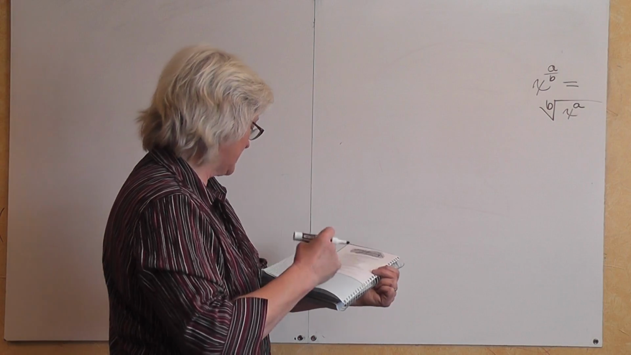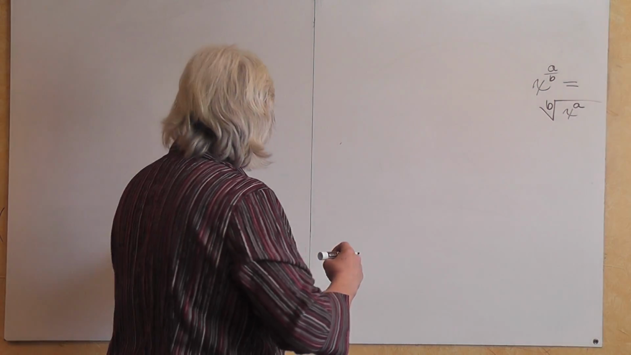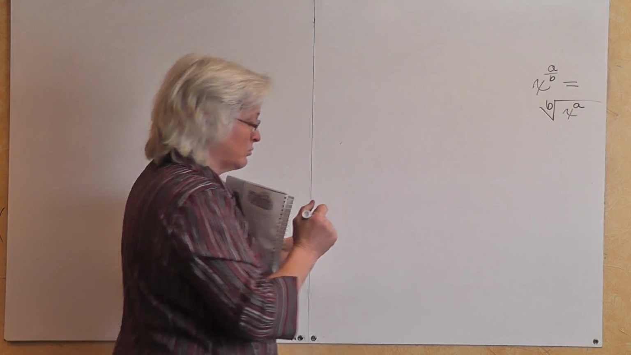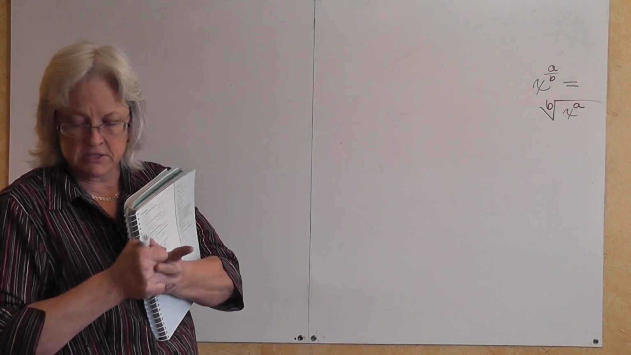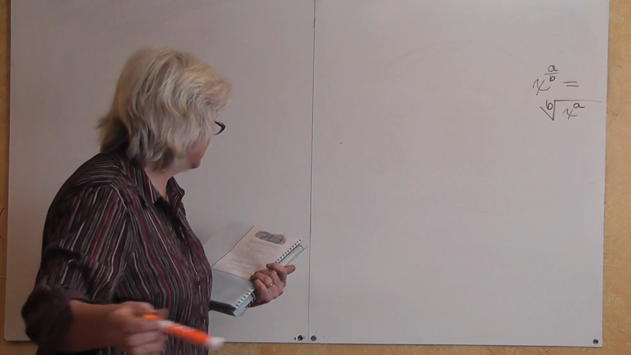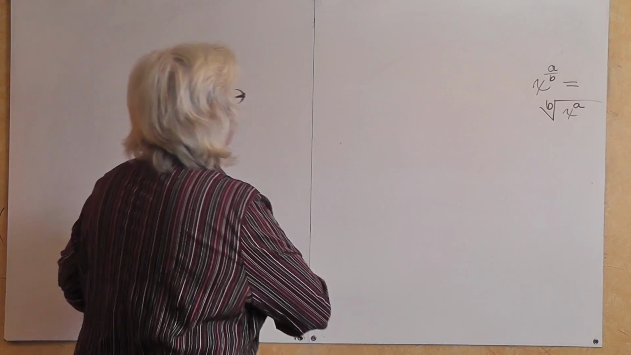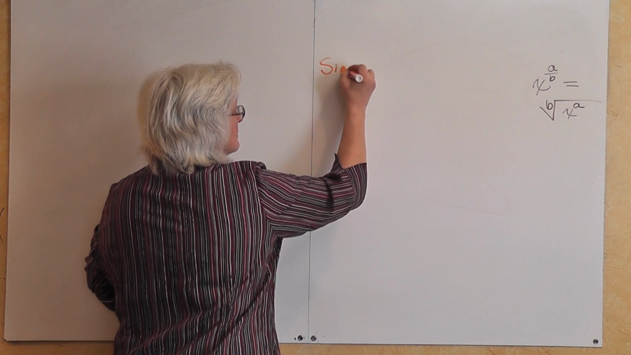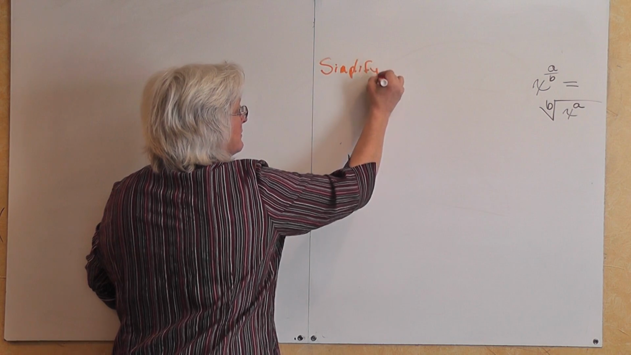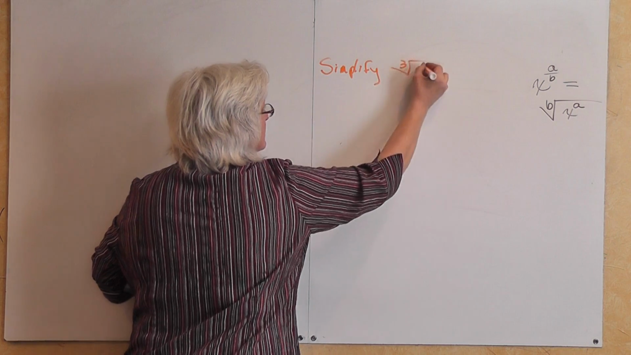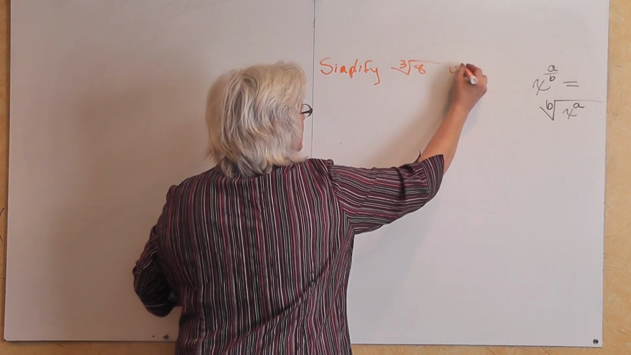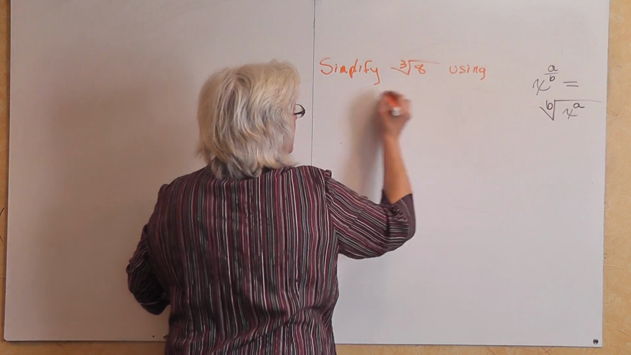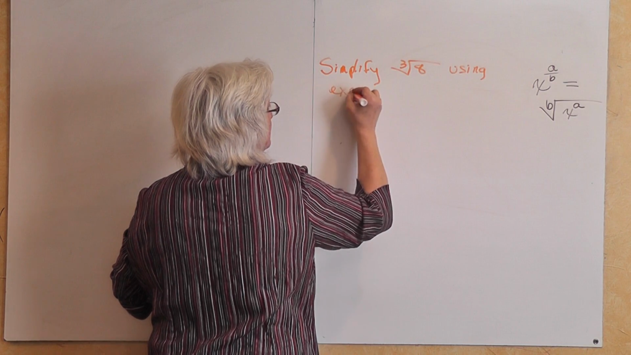Let's go ahead and look on page 298. The problem here is being very, very specific. It says, simplify the cube root of 8 using exponential notation. Simplify the cube root of 8 using exponential notation.